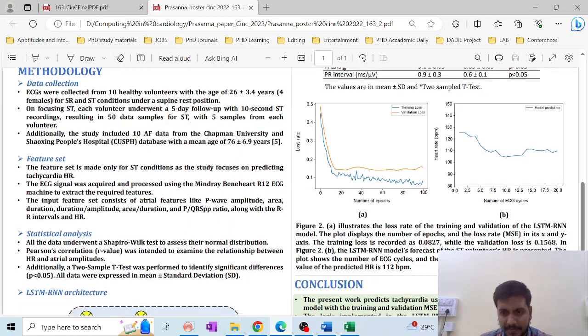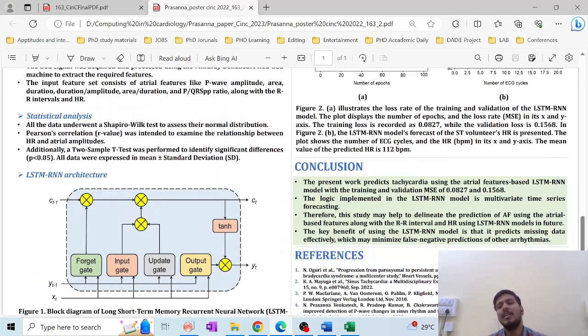Finally, we want to discuss that the present work predicts tachycardia using an atrial features based LSTM RNN model. The main purpose of using atrial features is that atrial remodeling happens in any type of atrial arrhythmia. Moreover, from these overall results, from a pathophysiological standpoint, it is hypothetically plausible that people with tachycardia are more susceptible to developing persistent AF. Moreover, the prediction of tachycardia in AF may enhance the diagnosis of the occurrence of AF in the paroxysmal stage.